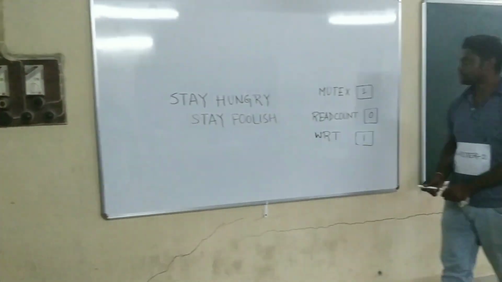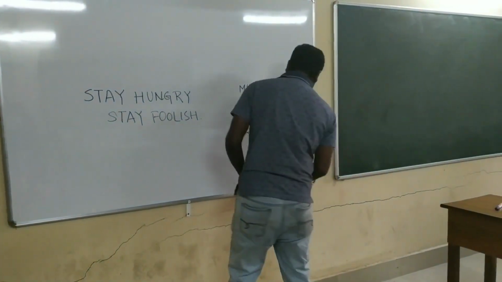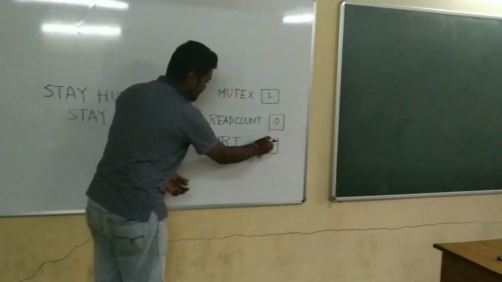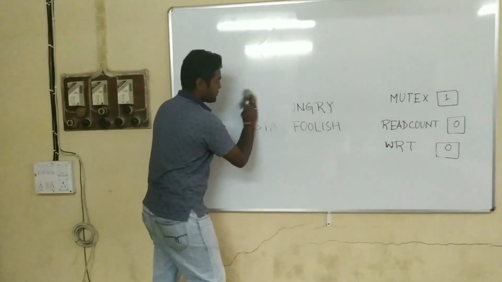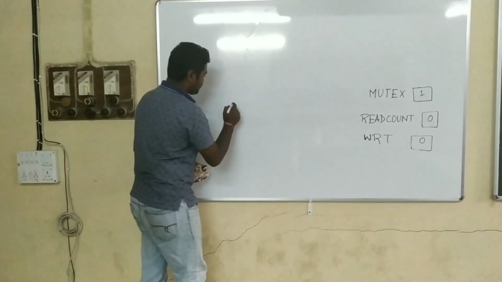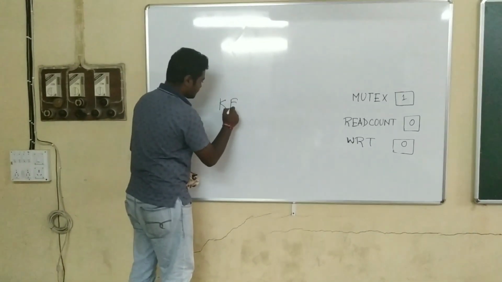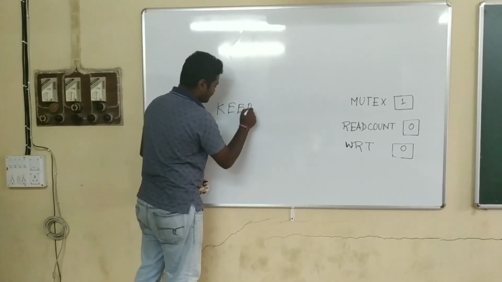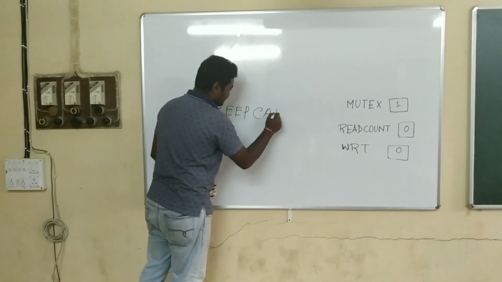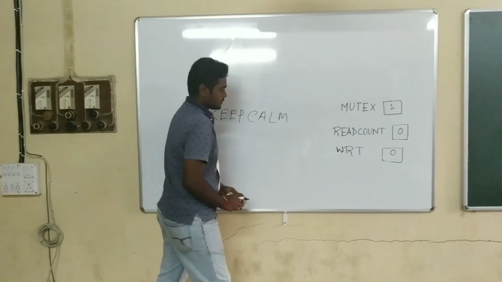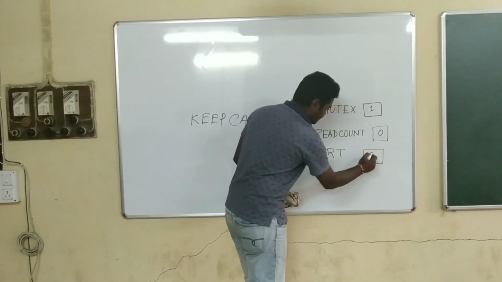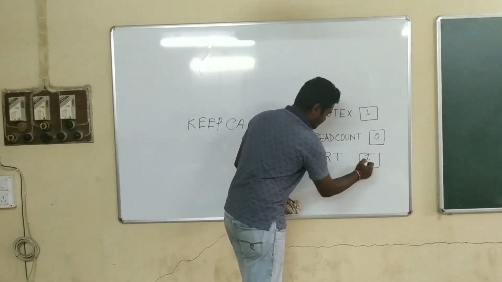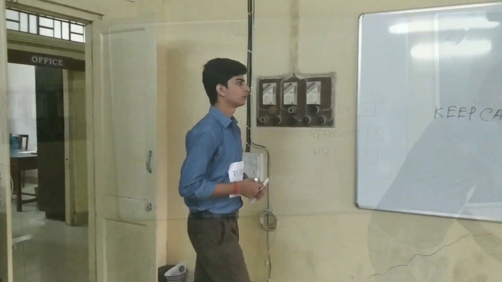Now writer 2 can write in the critical section, and he first changes the WRT to prevent others, and writes in the critical section, and after writing he changes the WRT from 0 to 1 and leaves.